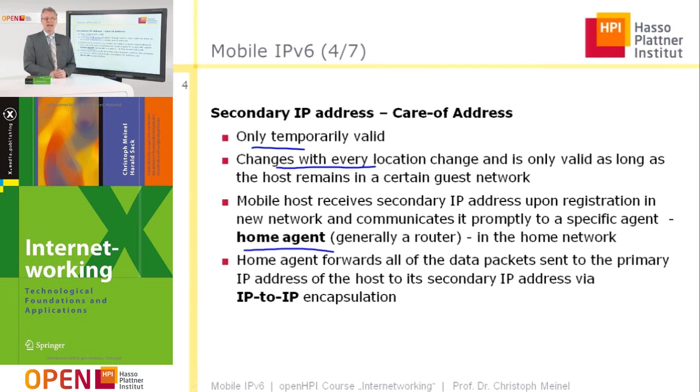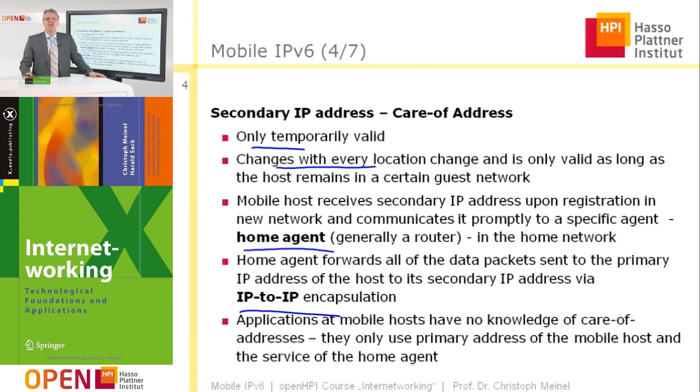Now the home agent is able to forward all the data that are sent to the primary IP address to the mobile host, because the home agent knows its actual secondary address, its care-of address. In this way, it's not necessary that all the applications know the secondary address. It's enough that only the home agent knows it and takes care that the packages sent to the home address are delivered to the right and actual secondary address. The home agent forwards the data packages which were originally sent to the primary address to the secondary address. One speaks here also of IP-to-IP encapsulation.